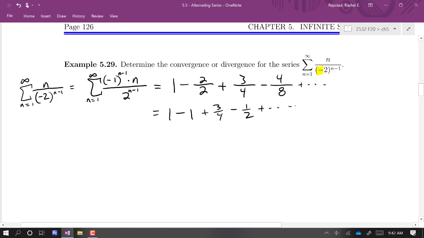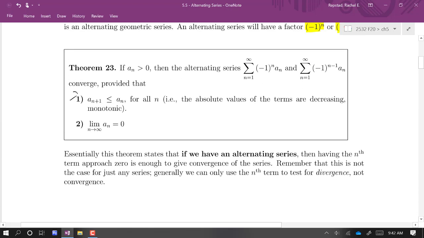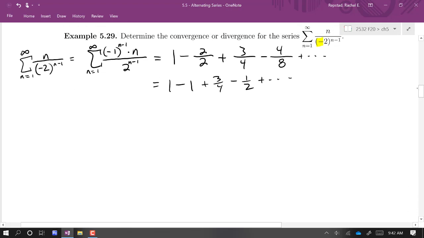So we're going to check a couple of things now. Usually the first thing I will check is whether the nth terms approach 0. It's important to note that in Theorem 23, we have to make sure that both of these conditions are met, so you do have to check the monotone part. Often the monotone part requires a bit more work. I check the nth term part first because if the nth term doesn't approach 0, I know it diverges because of the nth term test, and then there's no need to check whether or not it's monotone. So I usually check this part first.